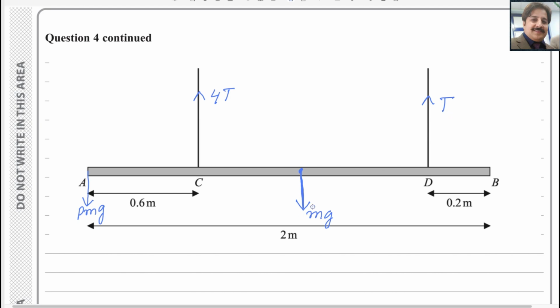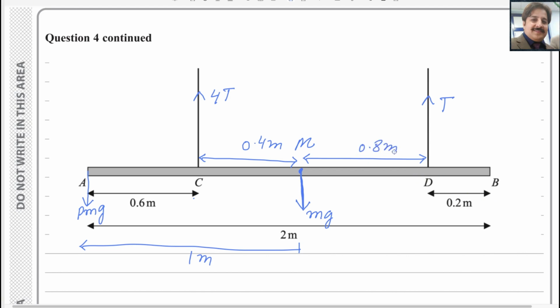We know that the weight acts at the midpoint. So this length will be 1 meter for sure. AC is 0.6, and we can find this distance as well. This will be 0.4 meters for sure. In the same way, from the midpoint M to B is 1, and DB is 0.2, so the remaining part from 1 will be 0.8 meters. So this will be the diagram here.